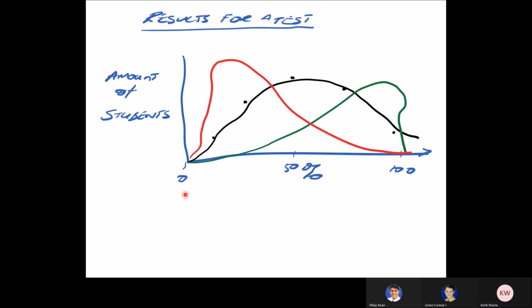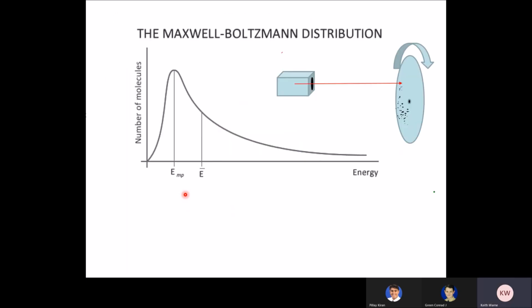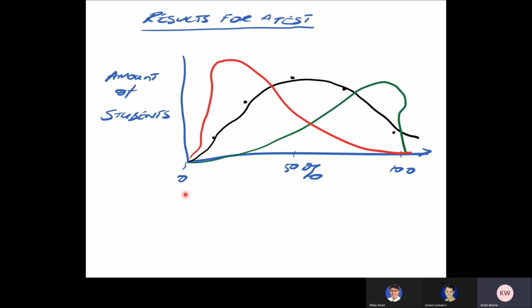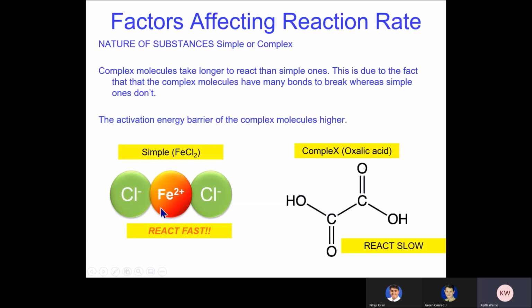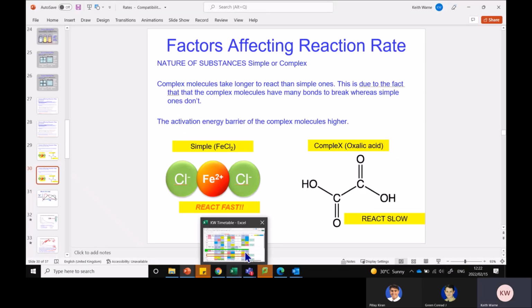Okay. Now, we need to talk about Maxwell-Boltzmann. Let me just see how we're doing for time. 2 minutes. Okay, so we won't start talking about Maxwell-Boltzmann now. We'll go into that next lesson.